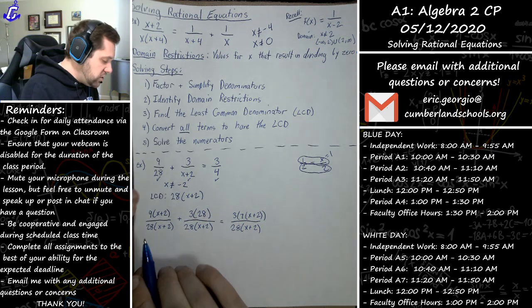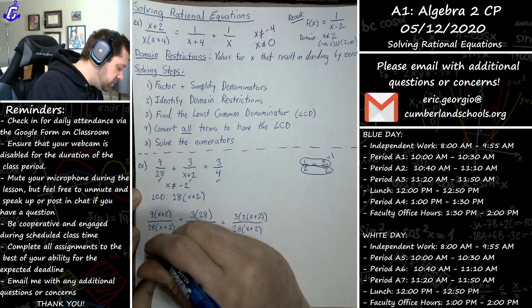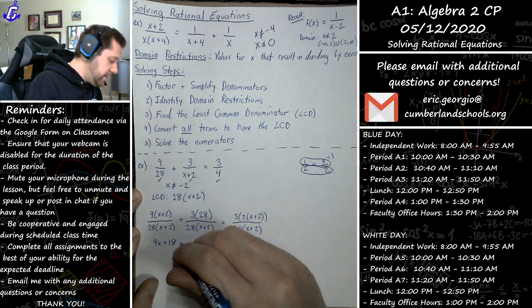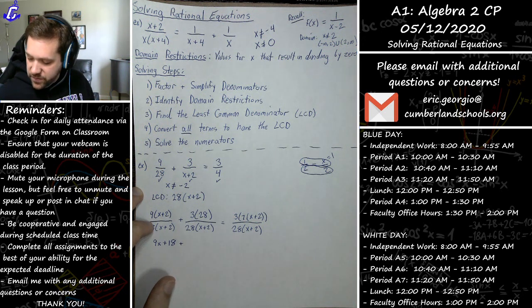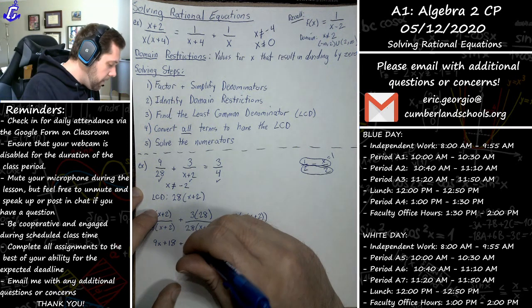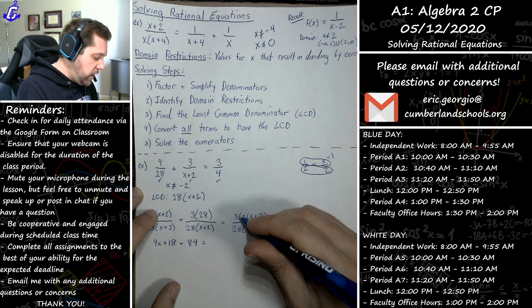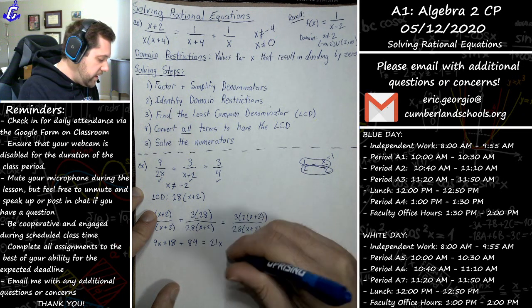Now we can go ahead and just focus on the numerators and say, well, 9 times x plus 2, which, by the way, would be 9x plus 18, distributing the 9, plus 3 times 28. 3 times 28, I should be able to do in my head, but for whatever reason, I cannot do in my head right now, is 84. That should be equal to 3 times 7, which is 21. 21 times x is 21x. And 21 times 2 is 42.